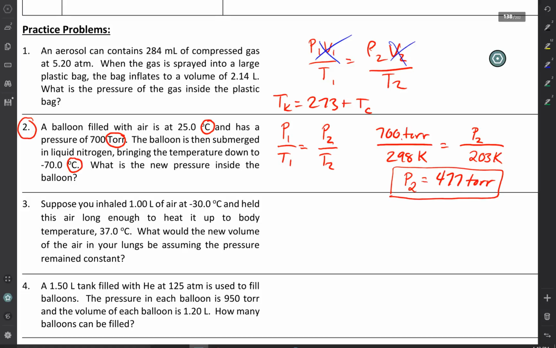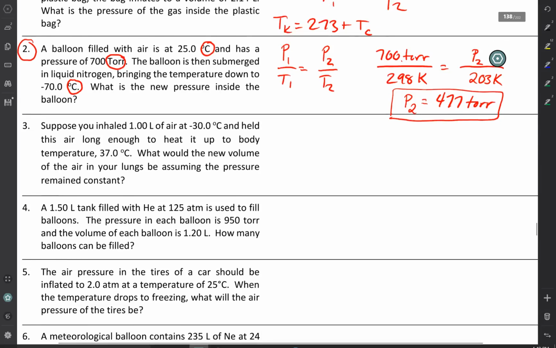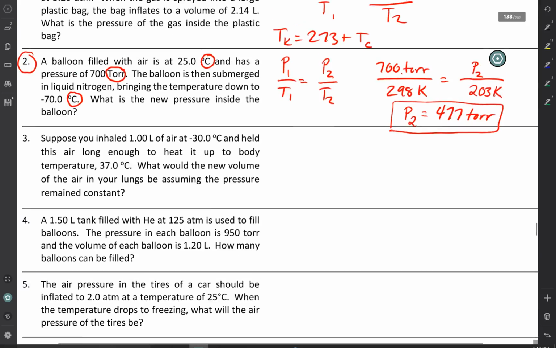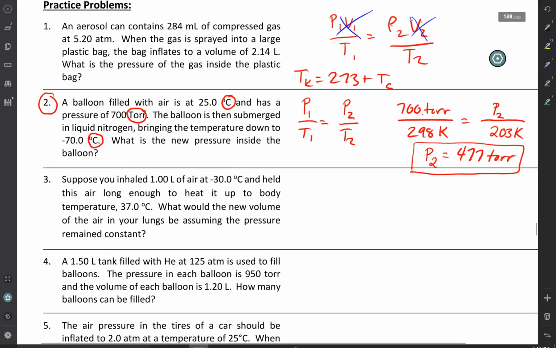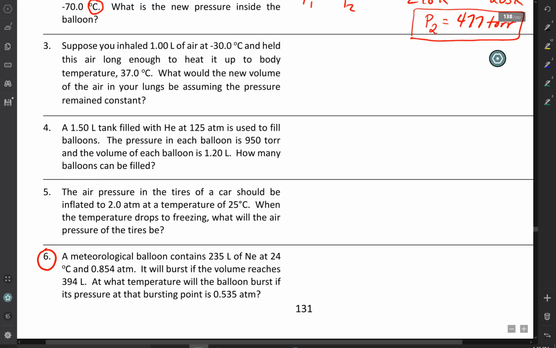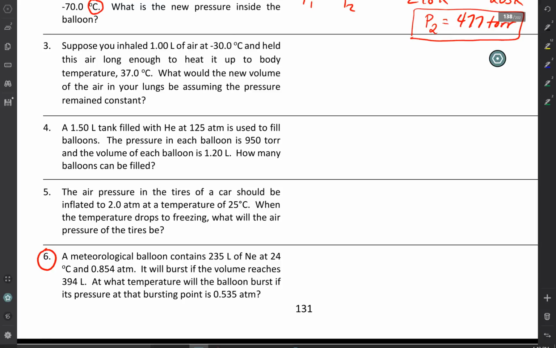All right, now let's do another one just to make sure we've got the hang of this. Let's do number 3. Why not? You know what? No, I changed my mind. Let's do number 6. A meteorological balloon contains 235 liters of neon at 24 degrees Celsius and 0.854 atmospheres. It will burst if the volume reaches 394 liters. At what temperature will the balloon burst if its pressure at the bursting point is 0.535 atmospheres?